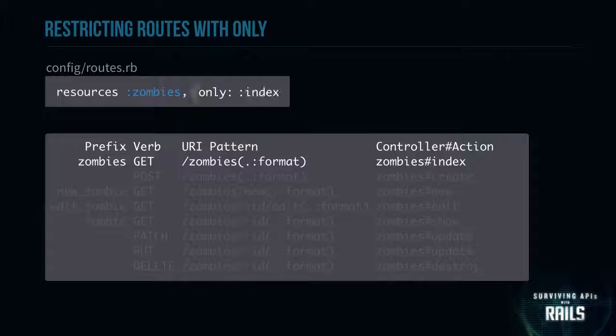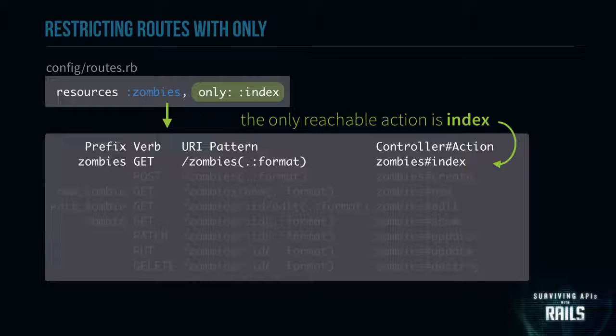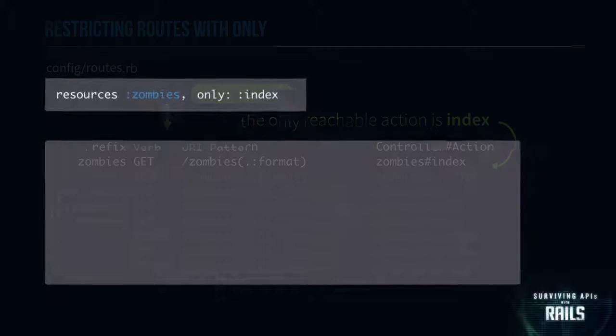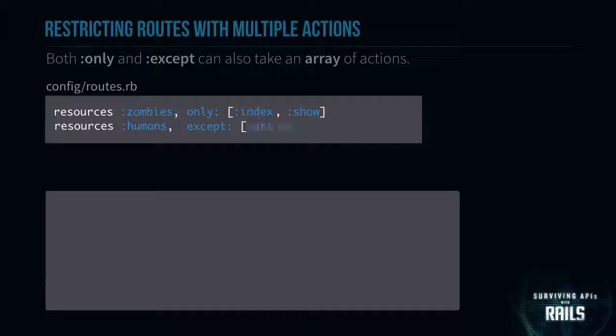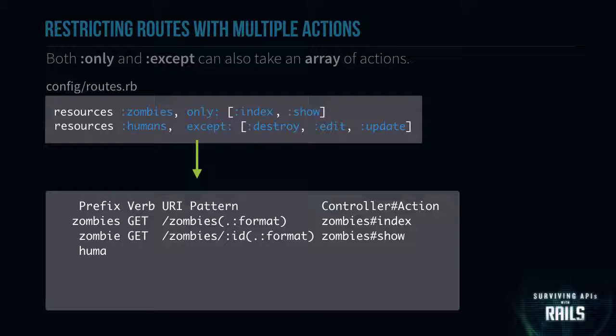Using the only option, we can restrict our routes to only allow the index action. Both only and except can also take an array of actions. In this case, we're restricting the zombie's resource to only allow for index and show actions, and the human's resources to not allow destroy, edit, and update. Here's what our routes look like.